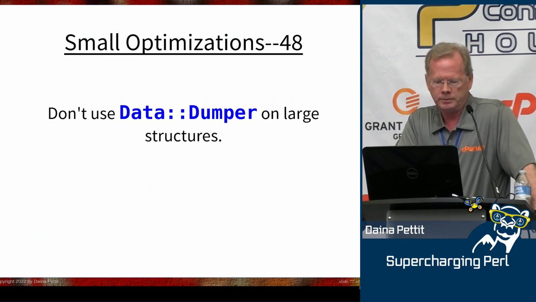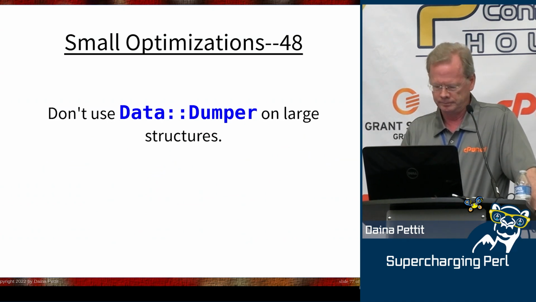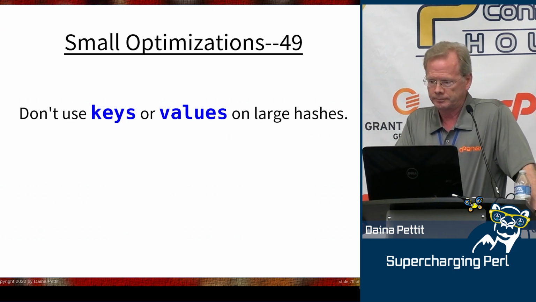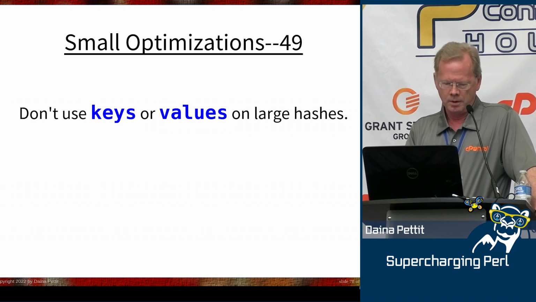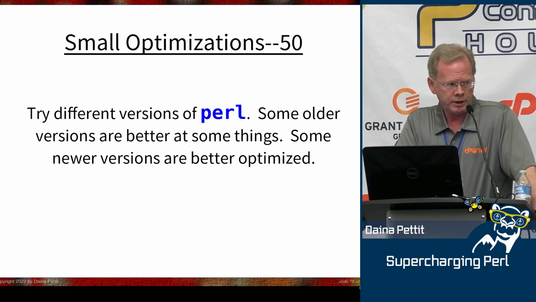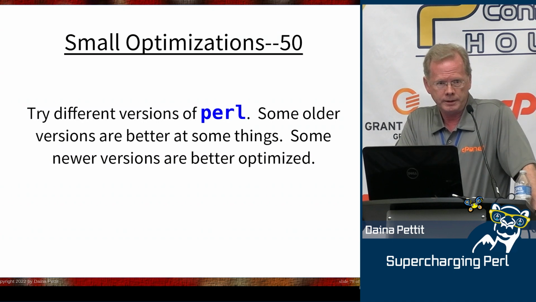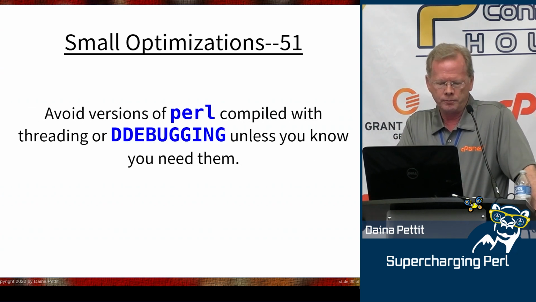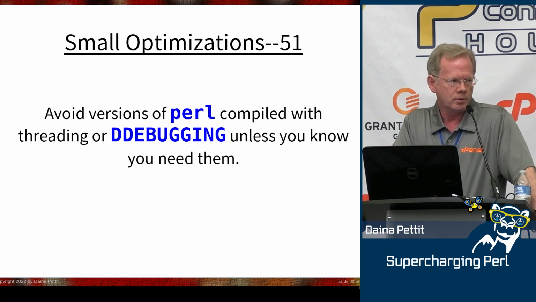Don't use Data Dumper on large structures. Don't use keys or values on large hashes. You might want to try different versions of Perl. There are some older versions that are better at some things, and some new ones are better optimized. So if you're having a particular problem, you might want to try different versions to see if that helps. And avoid versions of Perl with compiled threading or debugging, unless you know that you actually need those.